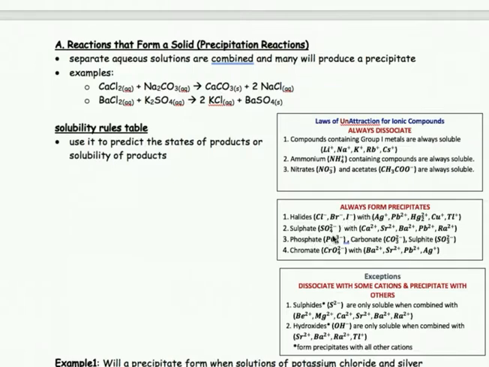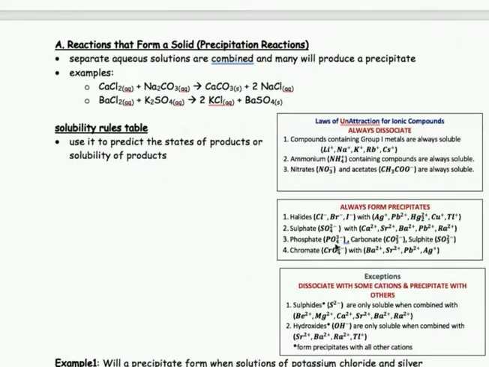Look at the next one, sulfate. Again, if it combines with these specific metals or cations, it will form a solid, and so forth. You don't have to memorize these. These are on the back of your formula sheet.